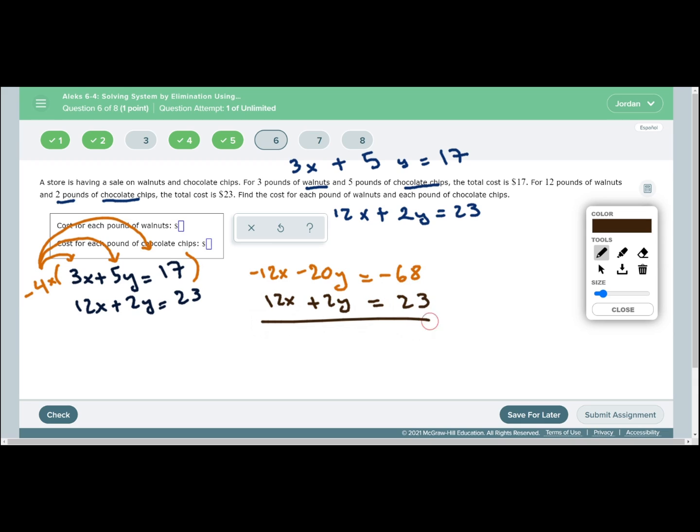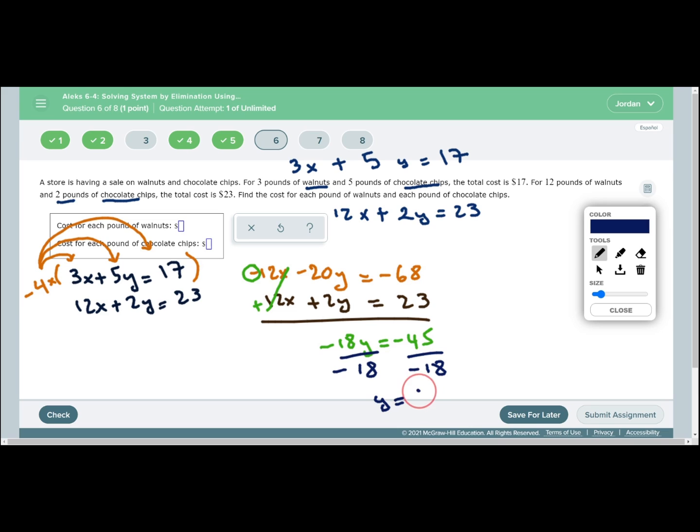All right, so now, same question. Do you see it? This is negative 12x, and this is positive 12x. They cancel each other out, giving you negative 18y equals negative 68 plus 23. That will give you negative 45. Ooh. And then we divide by negative 18. This makes me nervous. I don't know if it's going to be a whole number. Maybe not. 45 divided by 18 is 2.5.